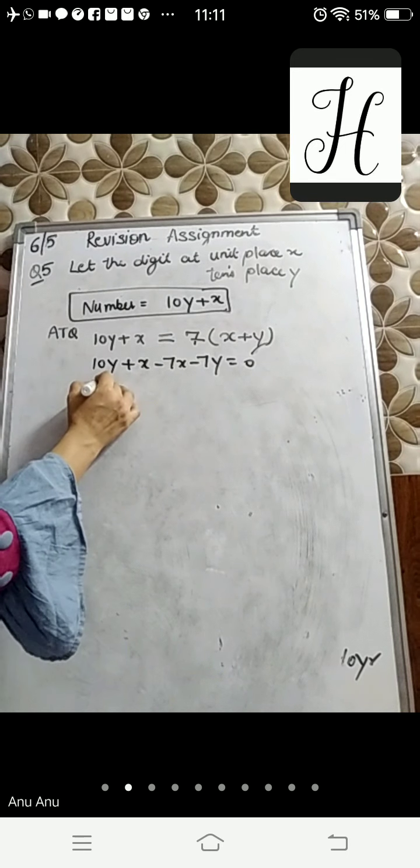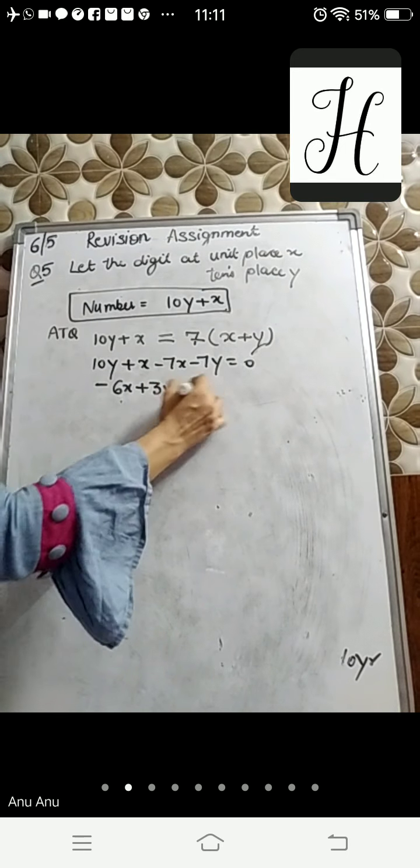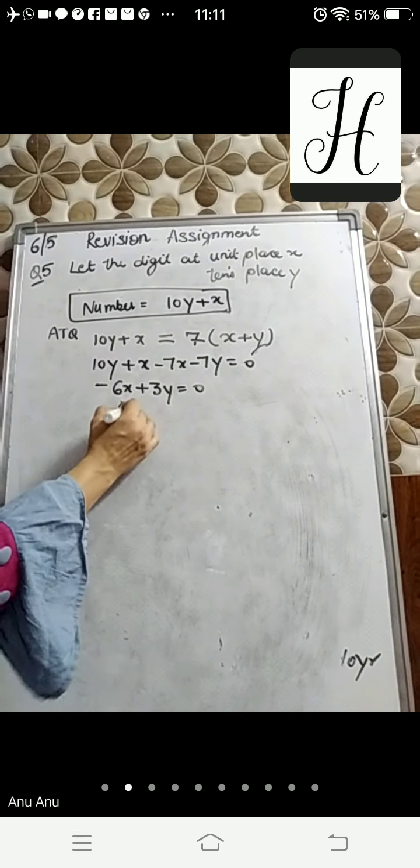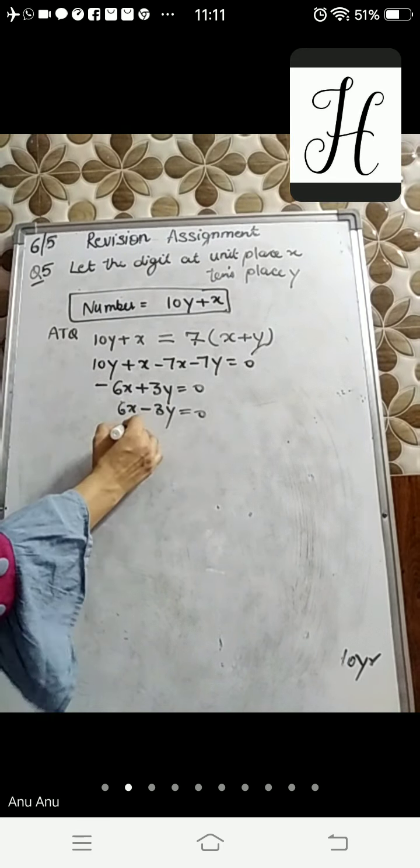So this is minus 6x plus 3y equal to 0. Shift all the terms to the other side to make it positive. This is 2x minus y equal to 0. So this is your equation number 1.